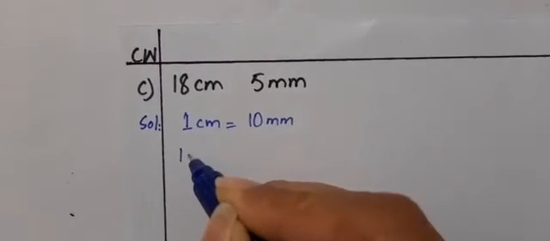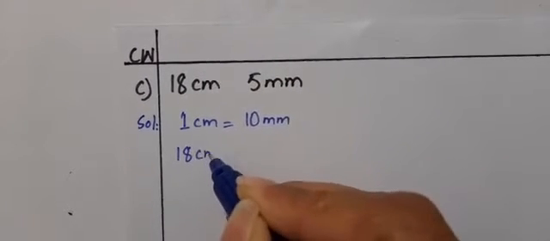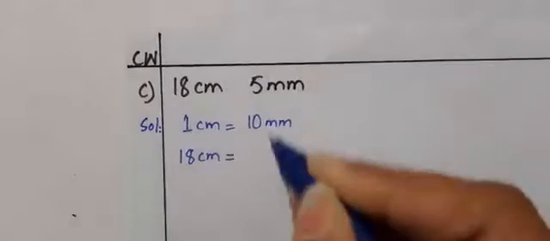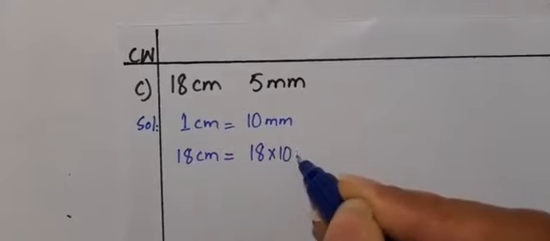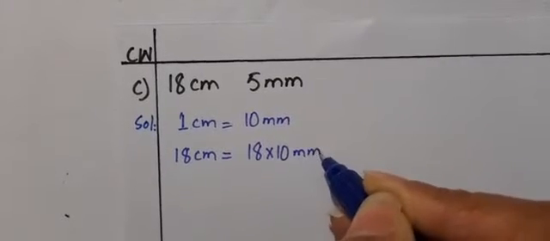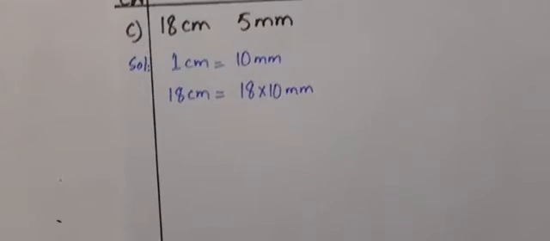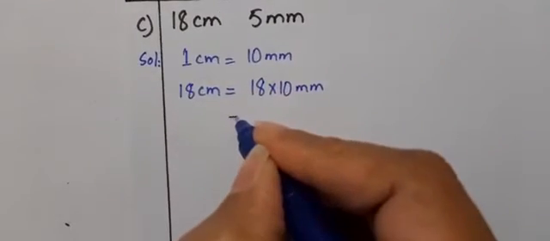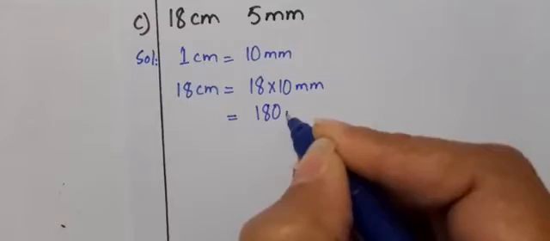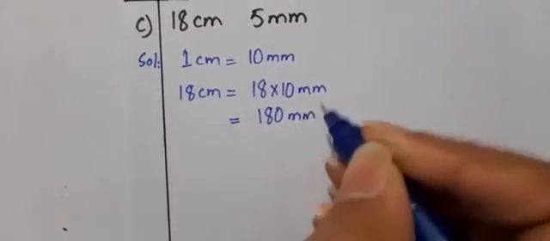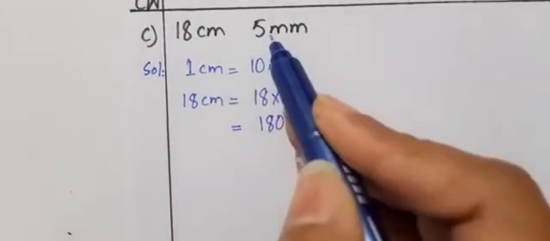I will write 1 centimeter equals to 10 millimeters. Then 18 centimeters will have 18 multiplied by 10 millimeters, and it will be 18 tens are 180 millimeters. 180 millimeters. It is only the answer of this. So we have to add this.